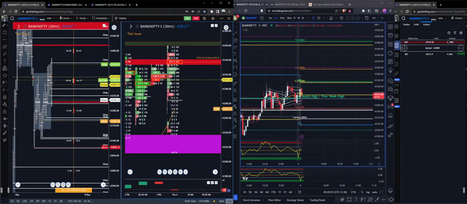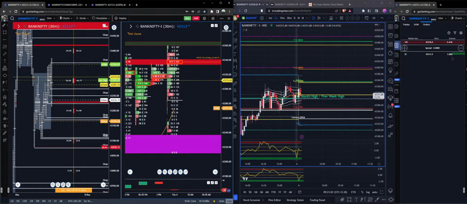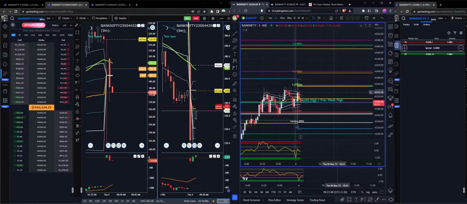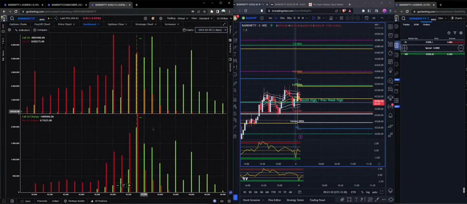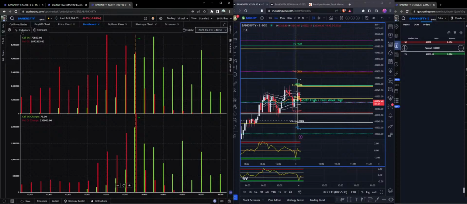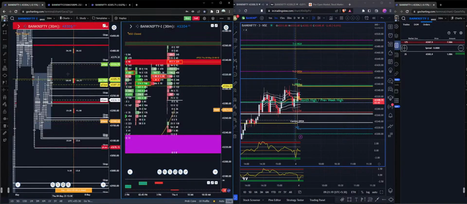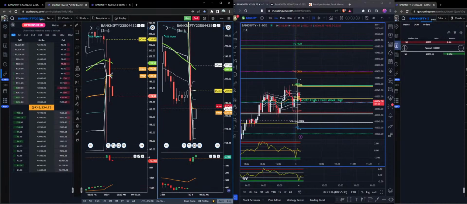I'm seeing supply is coming in, but the price is moving higher. Now the demand is coming in, so the price has moved higher. So we'll see what happens at 43,300. Okay, so price is just hovering around 43,300. That is a good sign. Yeah, so I'm just looking at this.